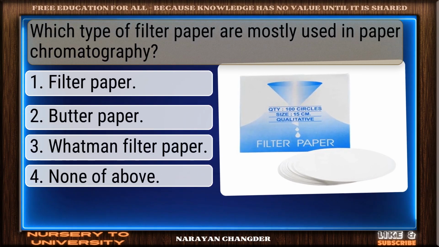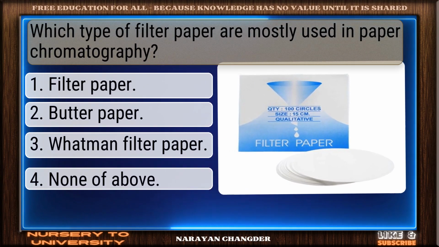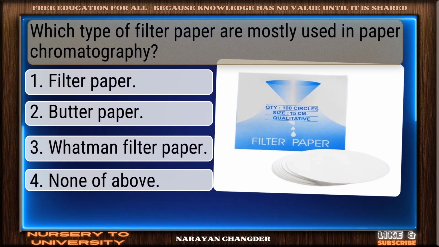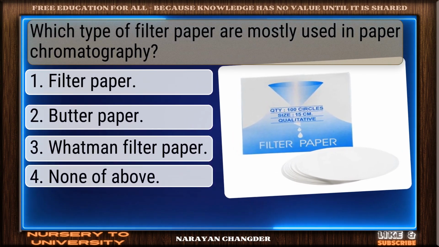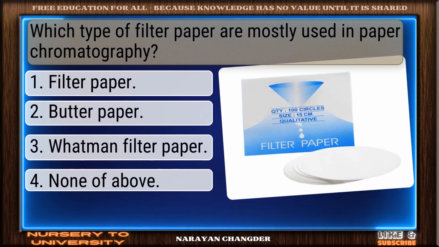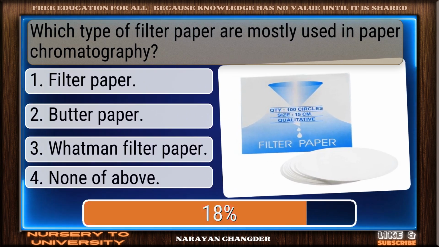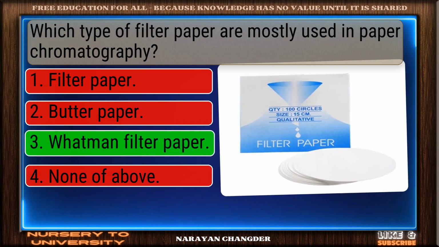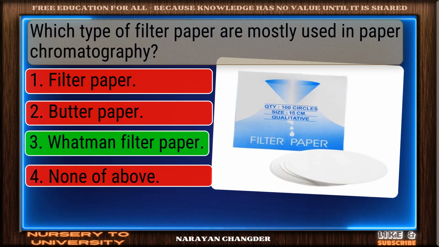Which type of filter paper are mostly used in paper chromatography? Option 1, filter paper. Option 2, butter paper. Option 3, Whatman filter paper. Option 4, none of above. That's it, Whatman filter paper.